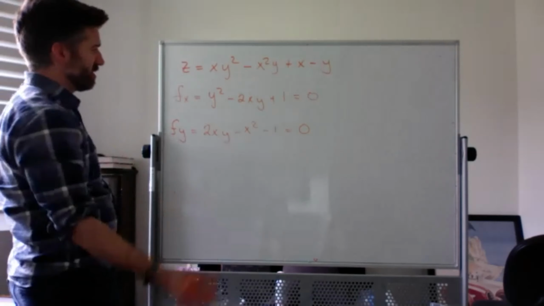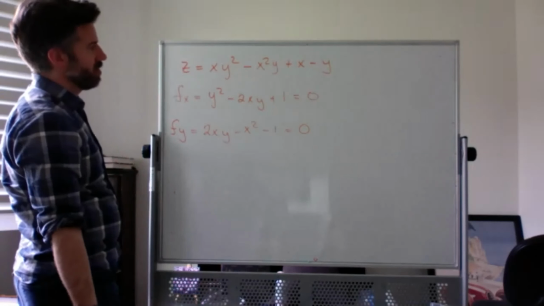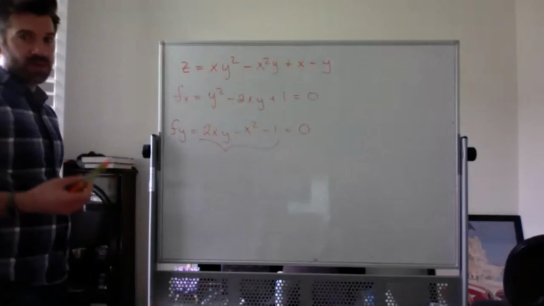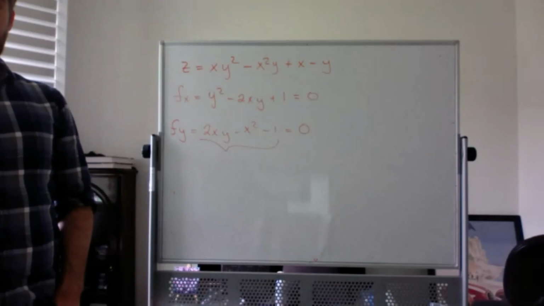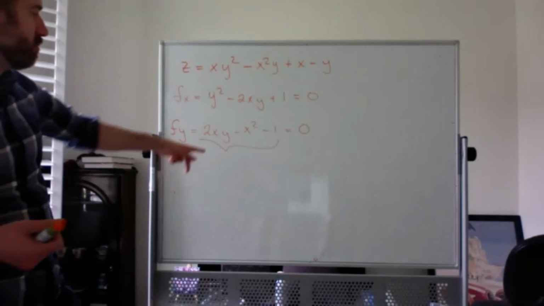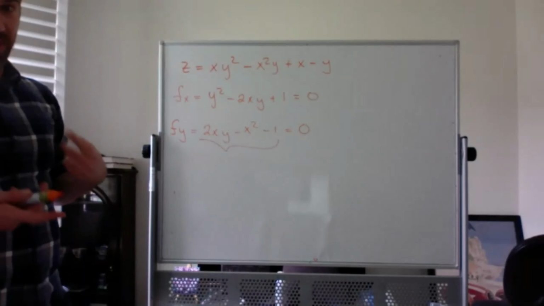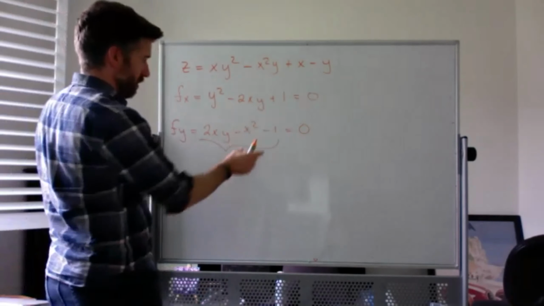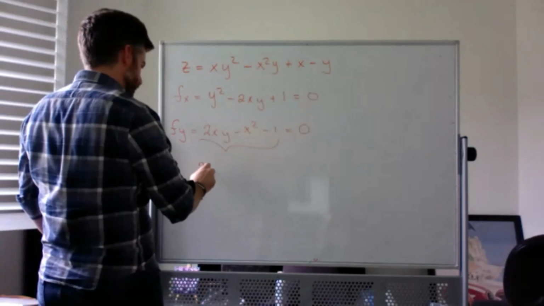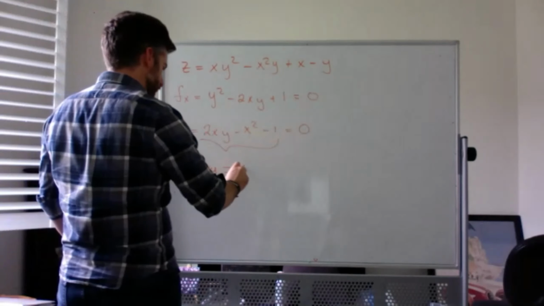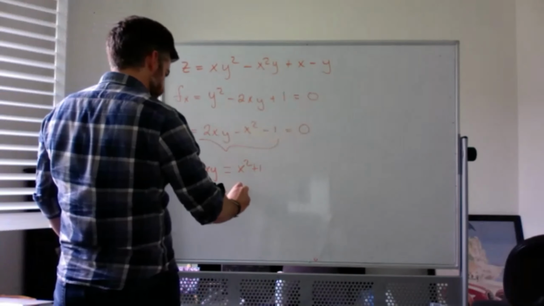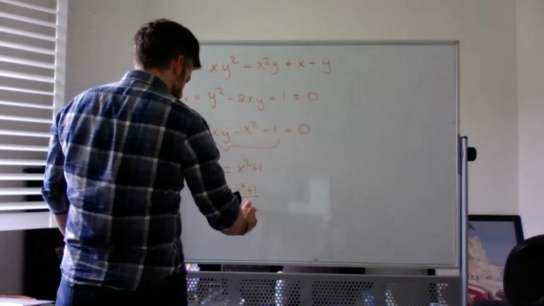And then I'm going to try and solve this. So let's work with this second one. Typically, what we're trying to do is isolate one variable. Since I see multiple x's and only one y, I'm going to try and isolate y. So I'm going to add this over here, so I'm going to have 2xy equal to x squared plus 1. And then I'm going to write y equal to x squared plus 1 over 2x.